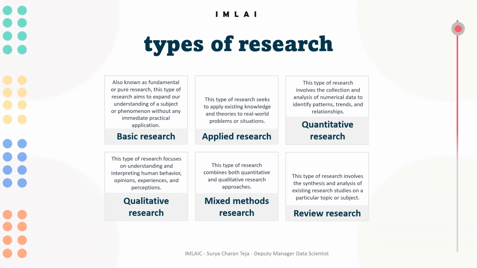So these are all widely used types of research, and there is one more research type which is called action research. This type of research is often used in fields such as education, social work, and community development. It involves a cyclical process of planning, implementing, reflecting, and adjusting interventions or changes in real-world settings with the aim of improving practices or addressing issues.